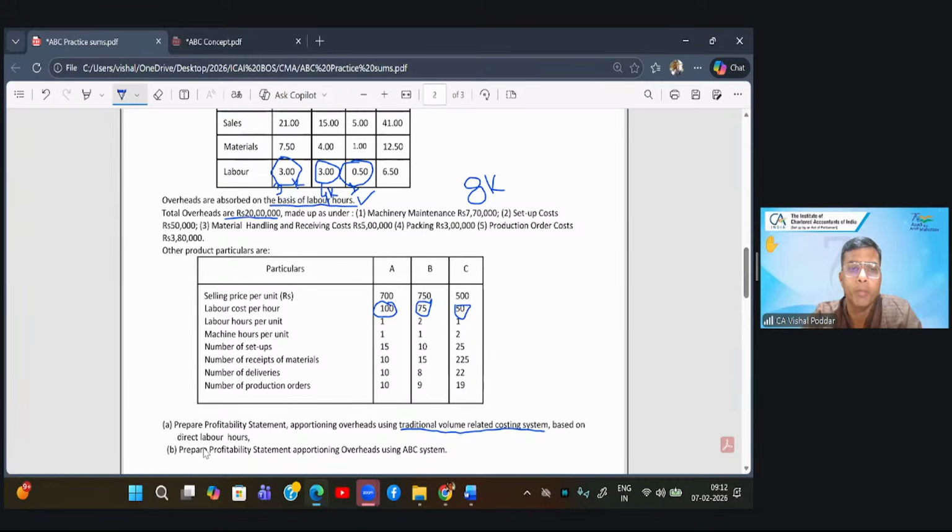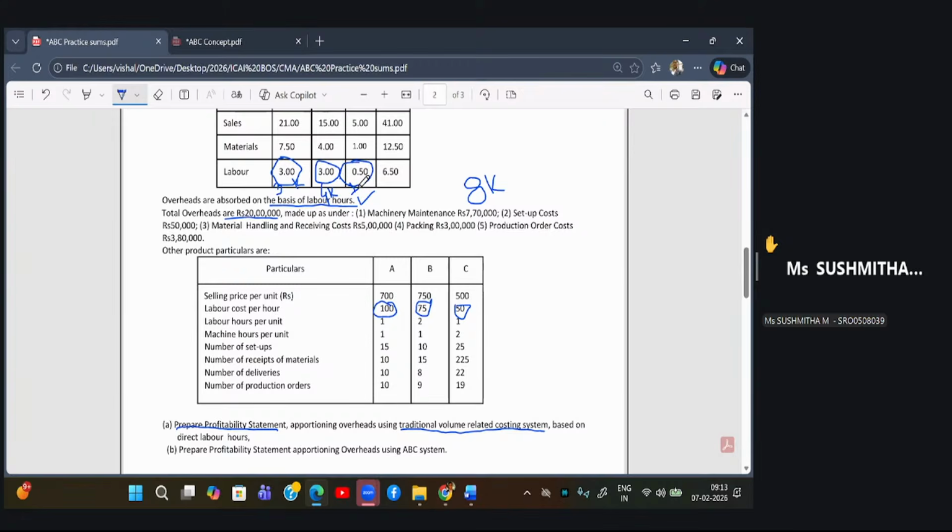They are required. See, you have to prepare profitability for each product. But first you will find out the ORR. Again, first step is ORR. Once you get ORR, then only you will charge the overheads cost to A, B, C. Now, this 250 you got multiplied by 3,000 hours, that will be overheads of A, multiplied by 4,000 hours, that is overheads of B, multiplied by 1,000 hours, that is overheads of C.